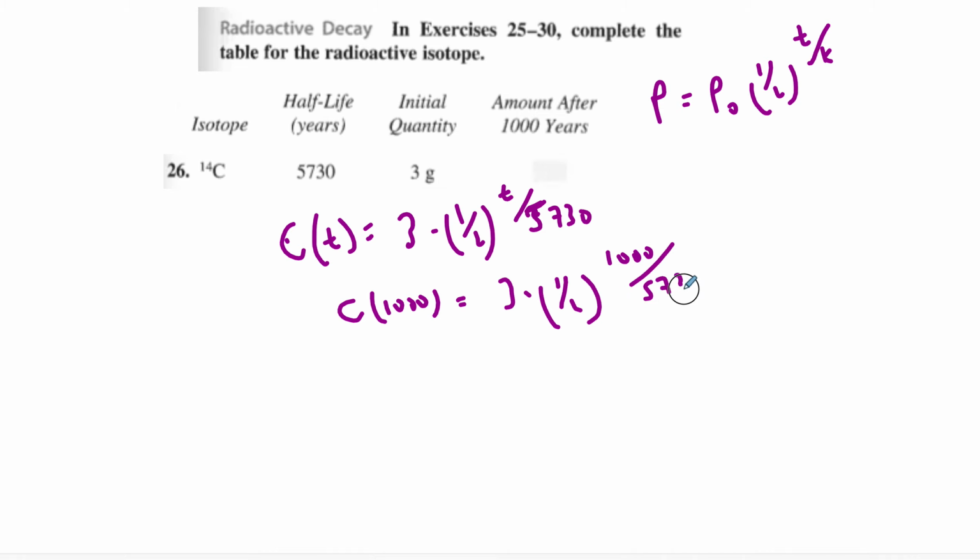Now we would expect that this is going to be more than half because this is going to be a fractional exponent, right? We're not going to be multiplying by half yet. It would take 5,730 years for that to happen. So 3 times 0.5 to the 1,000 divided by 5,730, which is 2.658 grams. So the amount would be 2.658 grams. Pretty easy if you use this half-life formula.